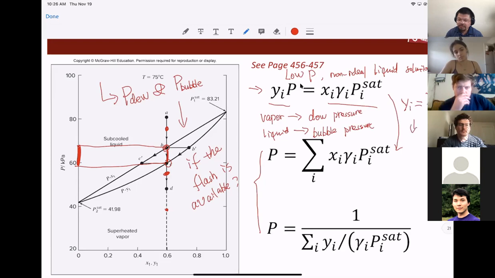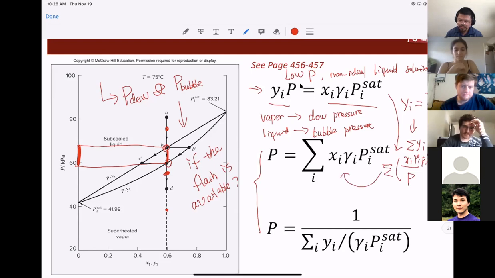And I know that for the vapor phase, the summation of y would be 1. So this is the way you apply the summation, that would be the one. So this is how you put the total pressure out of the summation term.